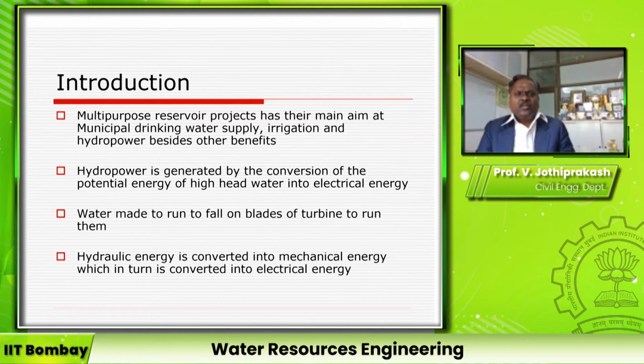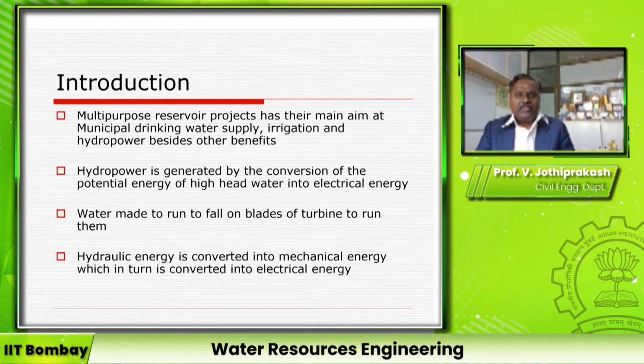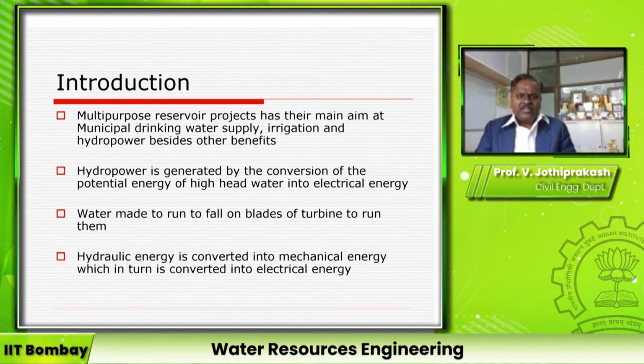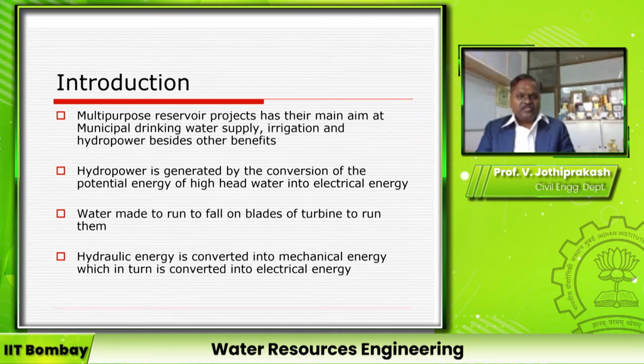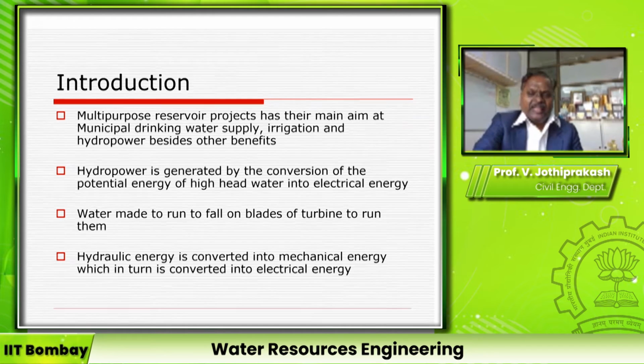Let us see in detail about hydroelectric power plants. A dam which contains a hydroelectric power plant, as well as the same water used for irrigation, is also called a multi-purpose reservoir. The multi-purpose reservoir project has its main aim at municipal drinking water supply, irrigation, besides hydropower generation. Hydropower is generated by the conversion of potential energy into electrical energy. So water is made to fall on blades of the turbine, and this hydraulic energy is converted into mechanical, and then mechanical to electrical energy.